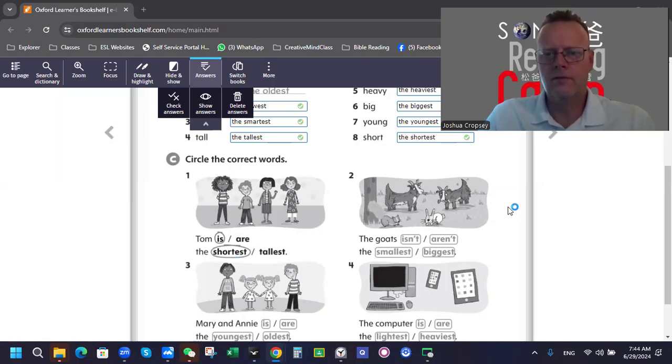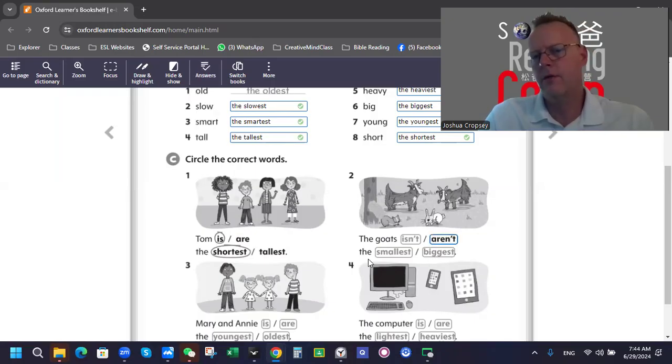Number 2, the goats. So there's more than one. We have to use are. The goats aren't the smallest. Be careful, that one's tricky. It's got a negative on it. We got to go the opposite. They aren't the smallest.